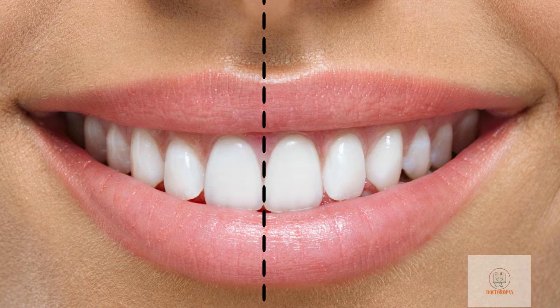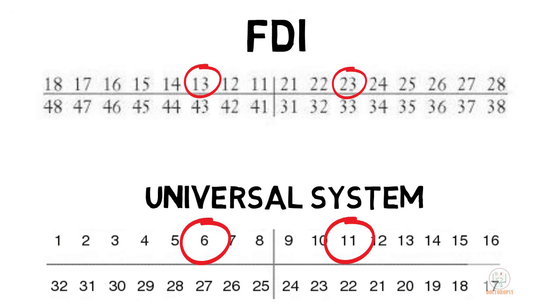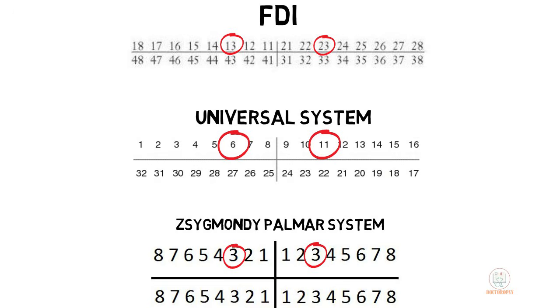Maxillary canine is the third tooth from the midline. Its tooth number in FDI system is 13 and 23. In universal system, 6 and 11. In Zsigmondy-Palmer system the tooth number is 3 with appropriate quadrant brackets.